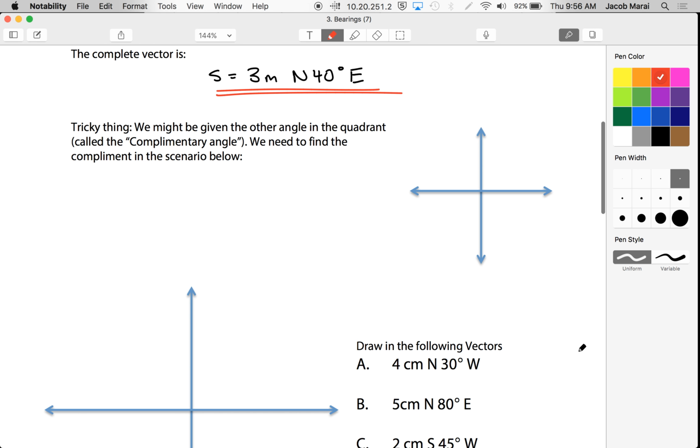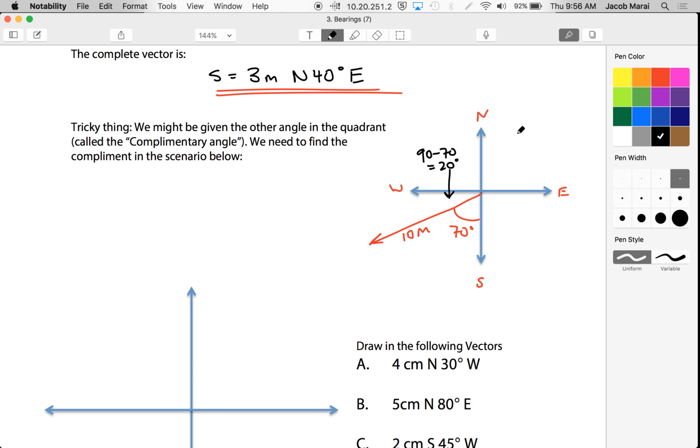We might be given the complementary angle. Let's have a look at this example down here. I'm going to draw a vector like so. Hopefully it's a straight line. 10 meters, and let's give you that this angle is 70 degrees. North, south, east, and west. Well, all we need to do is find the complement. So this angle here is going to be 90 less 70, which equals 20 degrees.